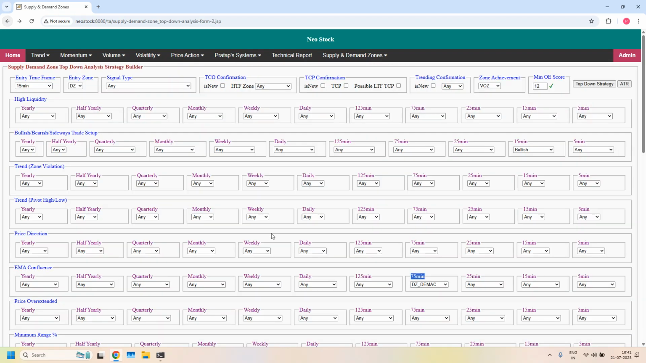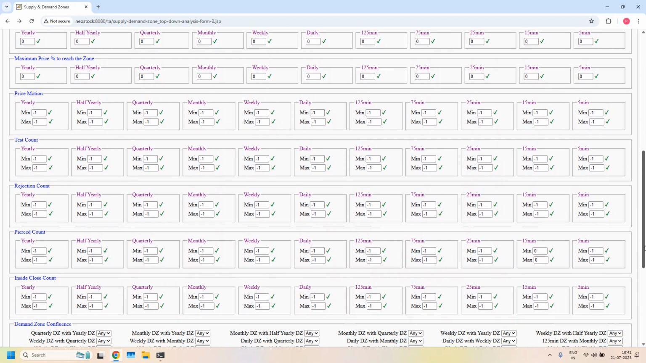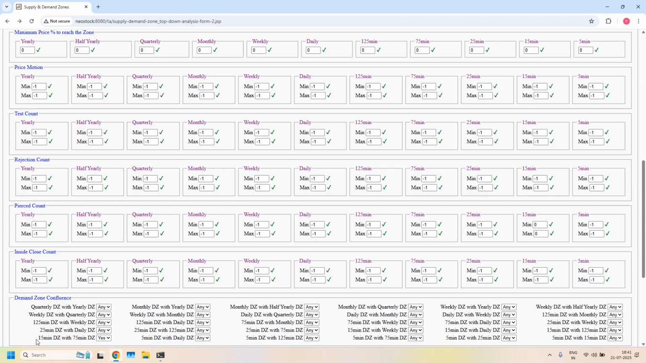So let's verify. I'm removing the EMA filter because it is ITF specific. Now we should focus on HTF. So in the demand zone confluence, 3 filters we have to set. First filter is already enabled, 15 minutes and 75 minutes demand zone confluence. Second filter is HTF, third and HTF confluence. So 15 minutes demand zone with daily demand zone confluence, 75 minutes demand zone with daily demand zone confluence. That means all 3 time frame demand zones overlapped with each other.